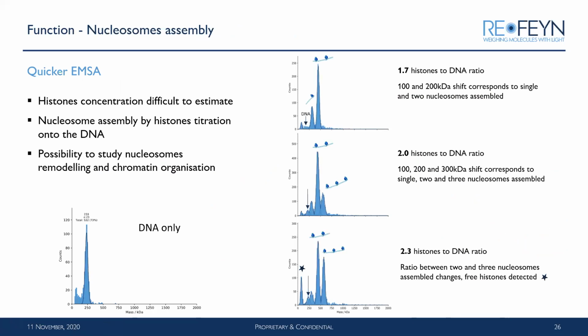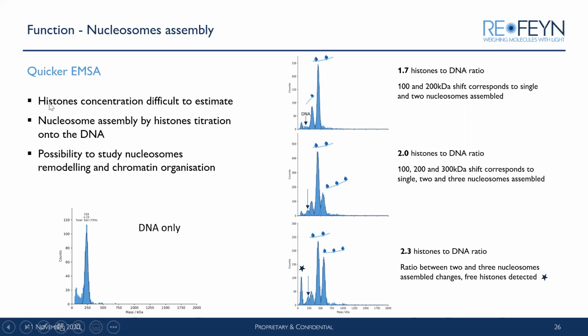So one last example of function is for EMS, or quicker EMSA, which is electromobility shift assay, basically quantifying histones. In general, histone concentration is difficult to estimate when you do this measurement. The nucleosome assembly by histone titration onto the DNA is what is done here.